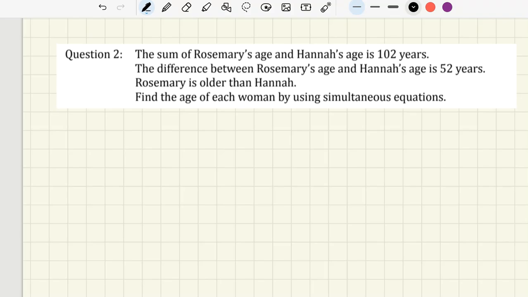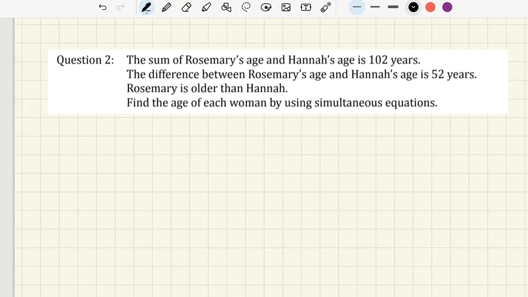Do you want to have a go maybe on your board first? Or... So a trial and error method would be, well, if they add up to 102 years old, we've got Rosemary's age and Hannah's age. We could start with they are both 51. But that's not a difference of 52 years. That's a difference of no years. So what would you do?